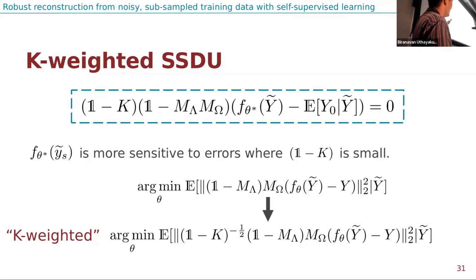So rather than doing this loss function as I originally suggested, we actually propose including a (1 minus K) inverse to the half, which means that we can do exactly the same proof as before, but the 1 minus K cancels so that our network is not as sensitive to errors in those regions. We find, as I'll show you shortly, this makes quite a substantial difference in the performance of the method.